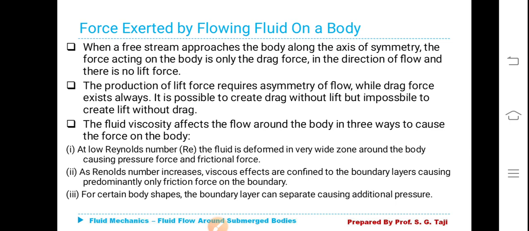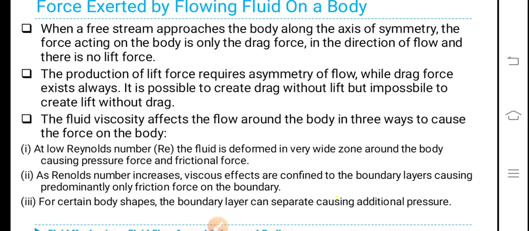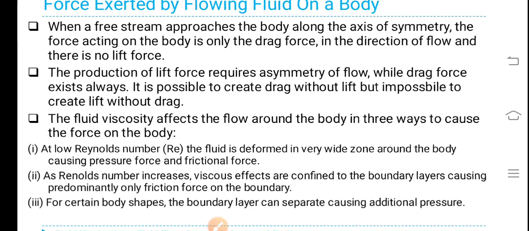That is the meaning. The fluid viscosity affects the flow around the body in three ways to cause the force on the body. At low Reynolds number, denoted by Re, the fluid is deformed in a very wide zone around the body, causing pressure force and frictional force. As Reynolds number increases, various effects are confined to the boundary layers, causing predominantly only friction force on the boundary.